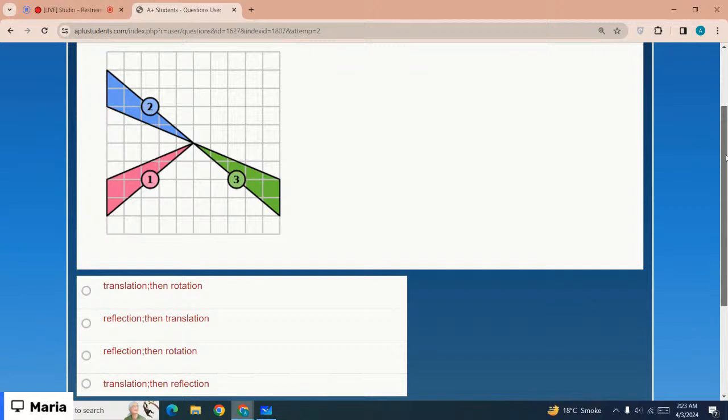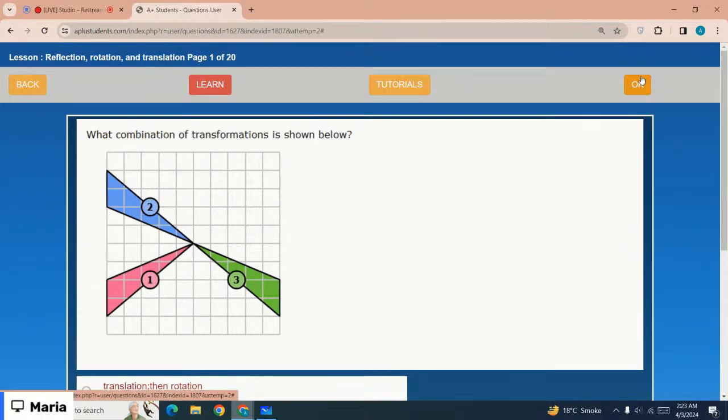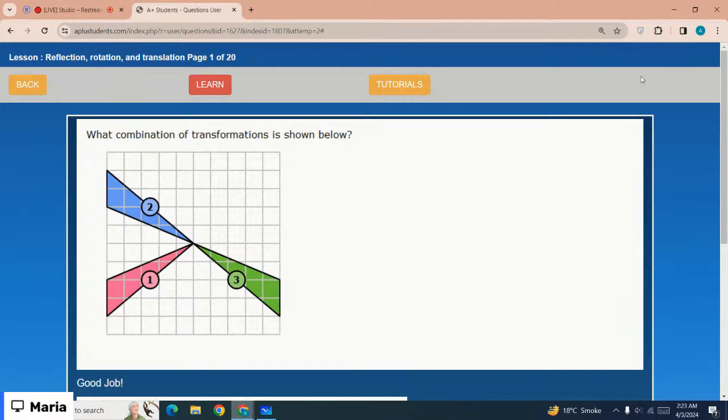And from 2 to 3, that is a translation, I think, right? Yes. From 1 to 2, that is the reflection, and from 2 to 3, that is the rotation. The correct option is reflection and then rotation, right? Okay, good.